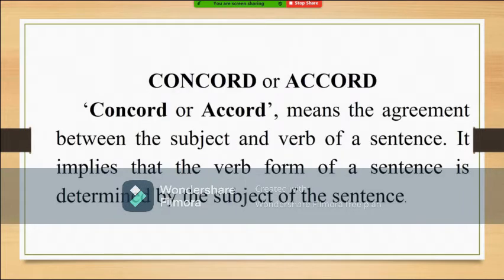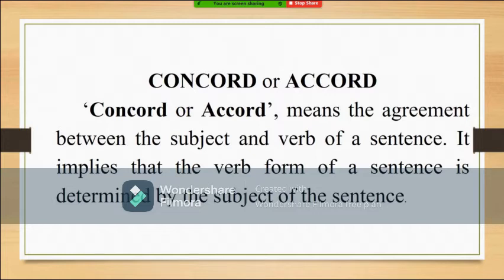Concord is an agreement between the subject and a verb of a sentence. That means, according to the subject, the verb changes its form. It implies that the verb form of a sentence is determined by the subject of the sentence. According to the subject, the verb has to change or its form changes.